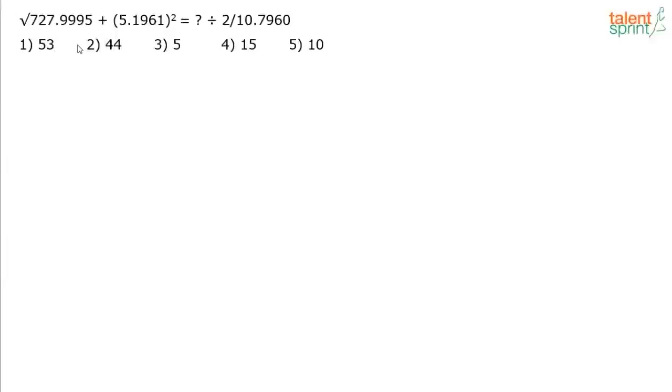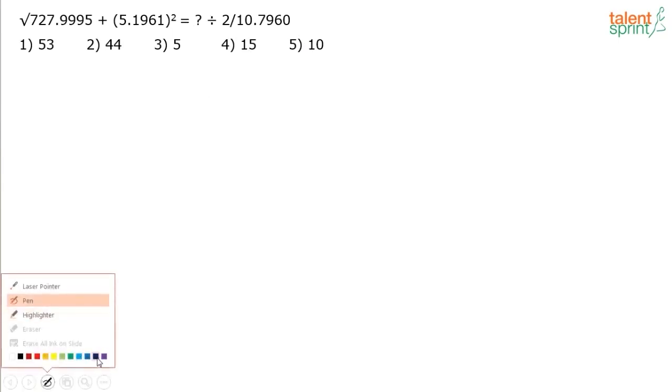Now that we have learned how to find an approximate cube root and an approximate square root, let's look at a typical question that comes under approximations in bank exams. What we see on the screen is a question from approximations which goes as follows: square root of 727.9995 plus 5.1961 squared is equal to question mark divided by 2 by 10.7960. The options are 53, 44, 5, 15 and 10. Our job is to find the approximate value that comes in place of question mark.